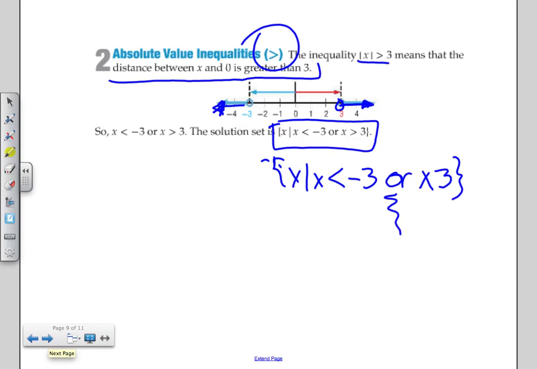So it's this type of inequality that says the absolute value of x is greater than, is going to be an or, in set notation. Let's look at a problem here.